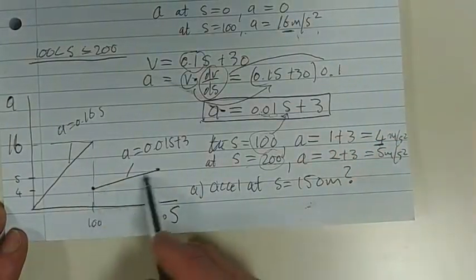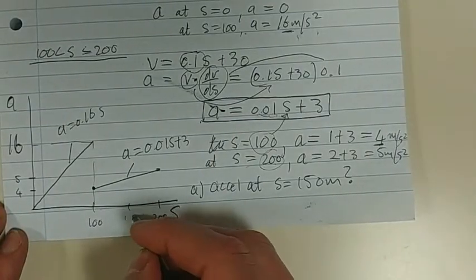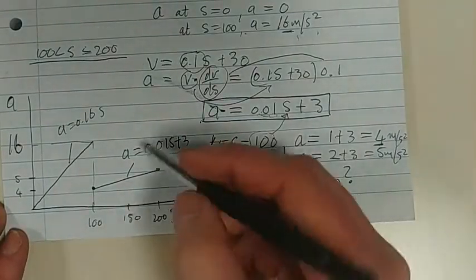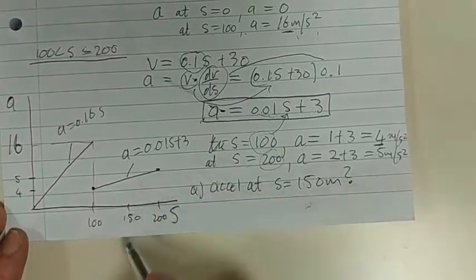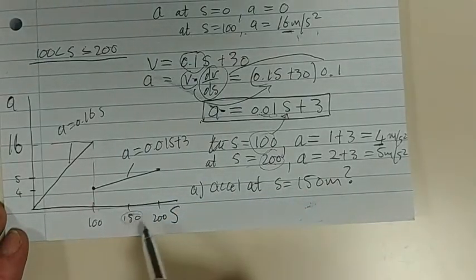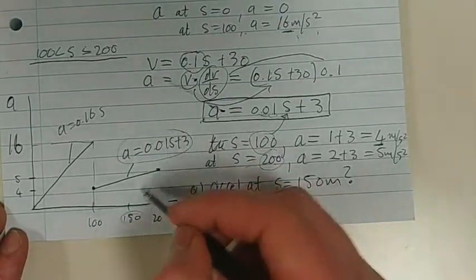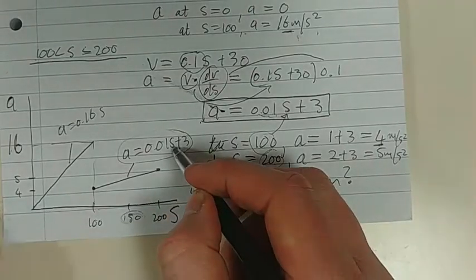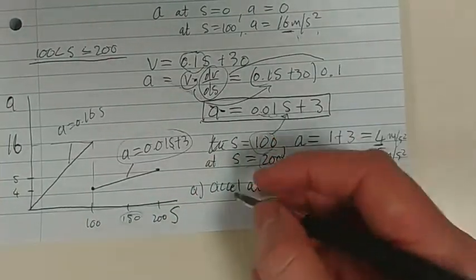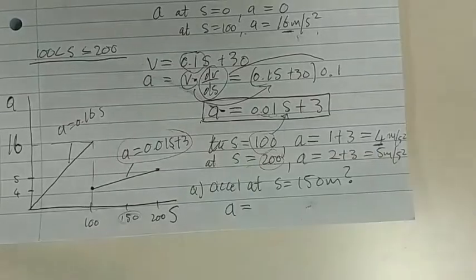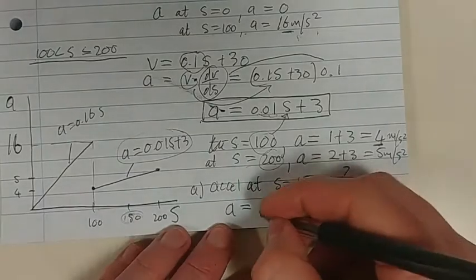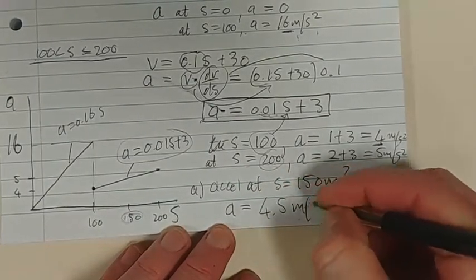So now we have this function here. Where's 150? It's over there. What function governs this over this period? It's this. So all I need to do is put 150 into there. And we get 150 times 0.01 plus 3. And it equals 4.5 meters per second squared.